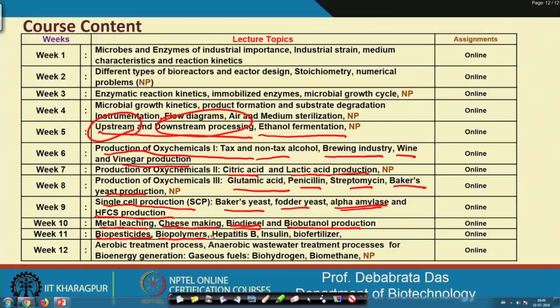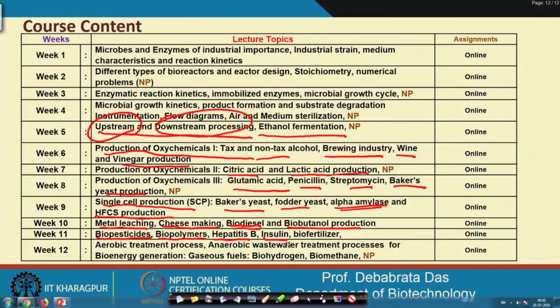Then we have biopolymers, with a lot of applications. I particularly want to talk about polylactic acid, which has a lot of use for medical purposes. Then hepatitis B vaccine, which is largely used in healthcare. And insulin, since we have a lot of diabetes patients who require insulin. And biofertilizer, another important issue, where we can increase the fertility of the soil to a great extent.